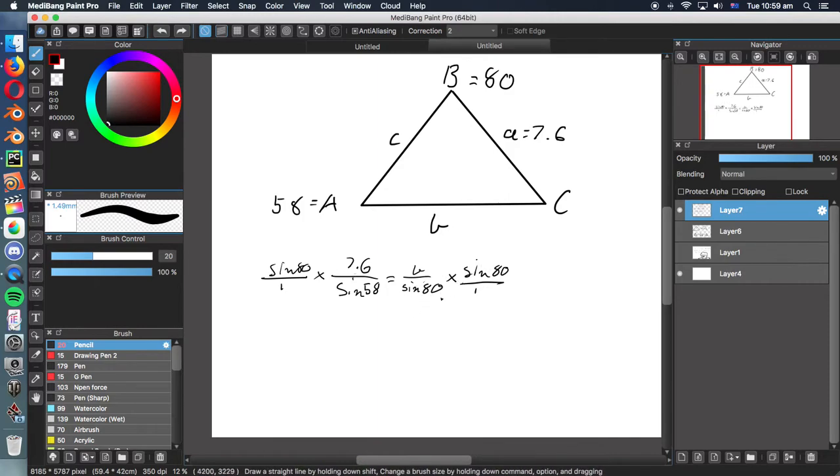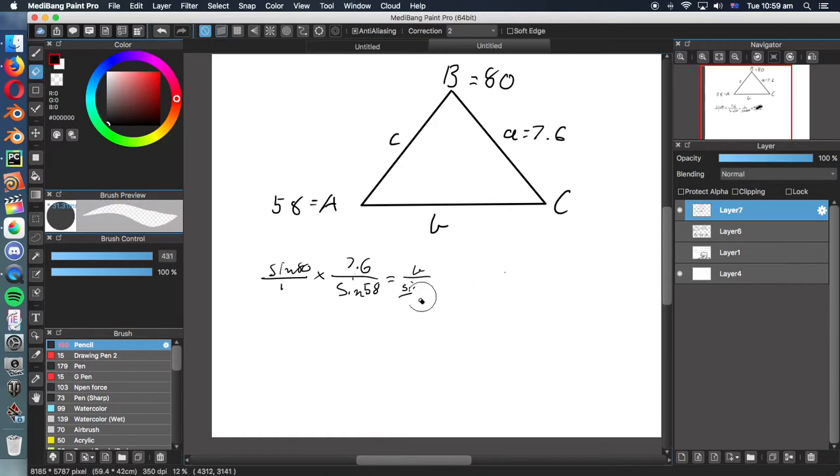So sine 80 over sine 80, they cancel each other out, and 1 times nothing is 1. Well, it's nothing. 1 0 times 1 is nothing. So it becomes b by itself. Oops, try to be careful. And then we basically, that's scary. And then 1 times, ooh, wrong brush. 1 times sine 58 is sine 58.